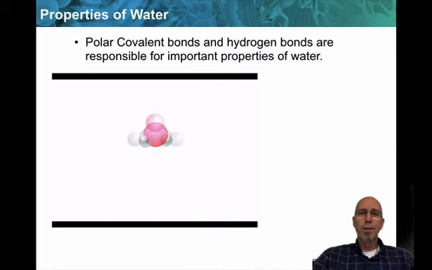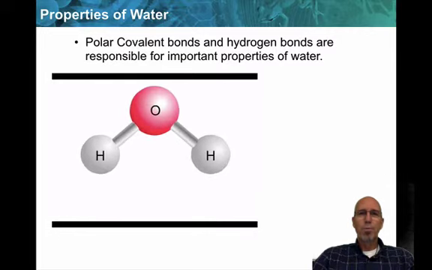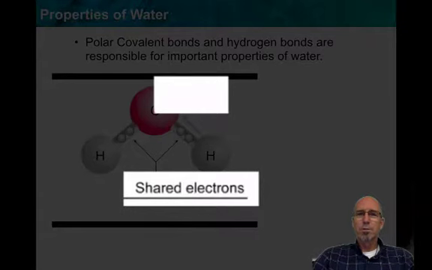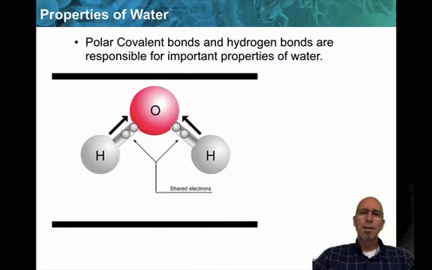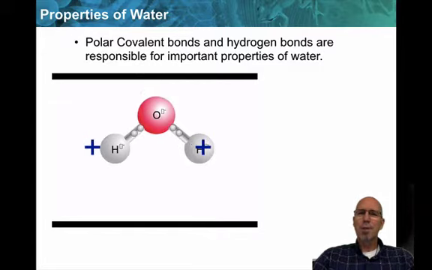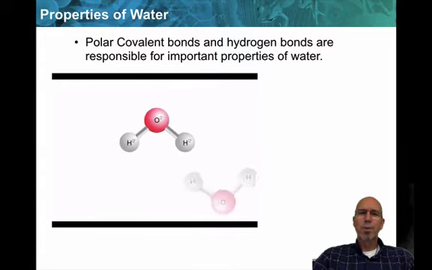A polar covalent bond is the bond between the hydrogen atoms and the oxygen atom. Covalent bonds are sharing of electrons. And oxygen is such a large atom compared to hydrogen, it doesn't share the electrons very evenly. Because electrons have a negative charge and oxygen has lots of protons in it, the protons pull the electrons closer, and oxygen tends to have a slightly negative charge. Since hydrogen has lost its shared electron, it tends to have a slightly positive charge. So that's the polar covalent bond.